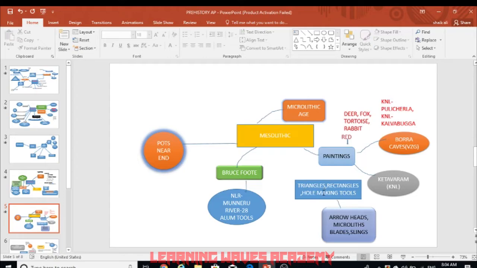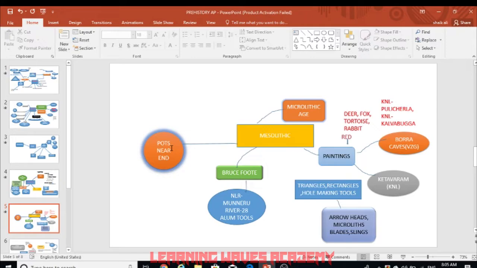In Andhra, tools were found by Bruce Foote again. In Nellore district, on the Muneru river, 28 alum tools were found by Bruce Foote. Tools of this age are arrowheads, microliths, blades, slings and flints. In later stages of this age, pottery also developed. In Giddalur and Nagarjuna Sagar, the tools of this age were found.